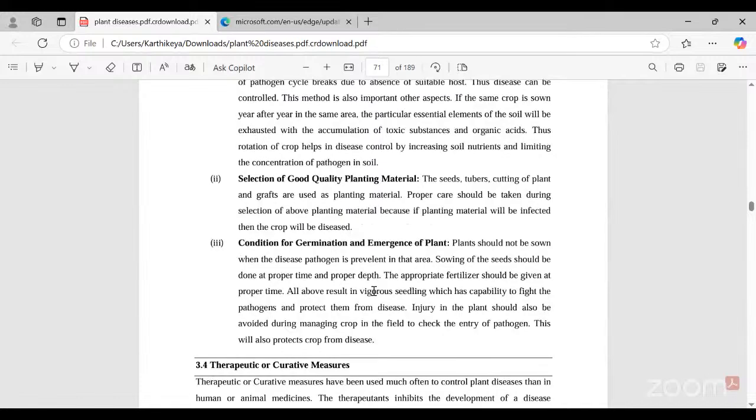Next one, selection of good quality planting material. Seeds, tubers, cuttings, and plant grafts are used as planting material. Proper care should be taken during the selection of the above planting material, because if the planting material is infected, then the crop will be diseased.